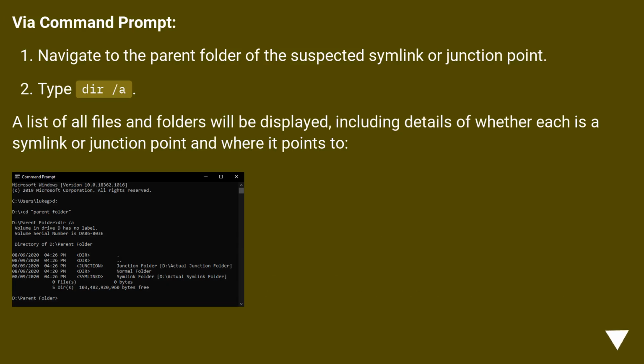Via command prompt, navigate to the parent folder of the suspected symlink or junction point. Type dir /a. A list of all files and folders will be displayed, including details of whether each is a symlink or junction point and where it points to.